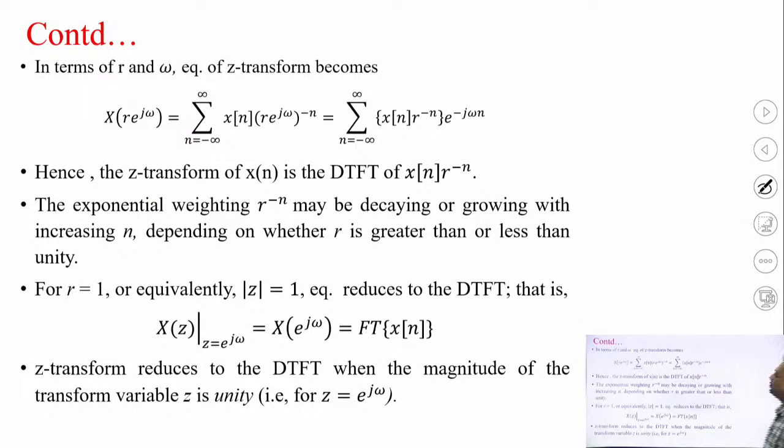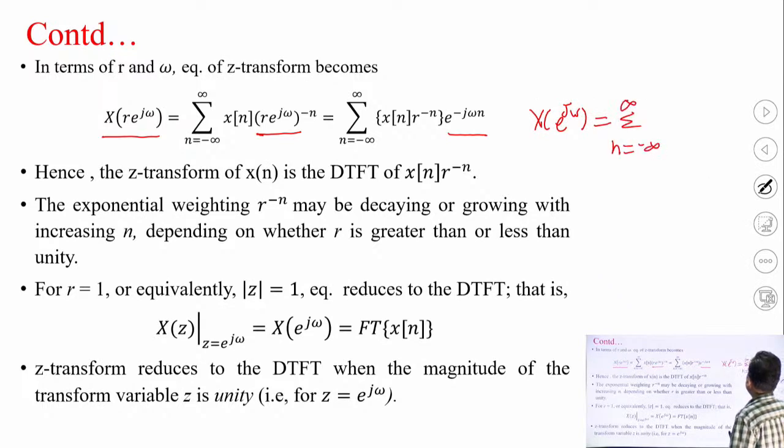Now in terms of r and ω, we can represent the z transform in polar form. In the expression of the bilateral z transform, we put z = r e^(jω). This value becomes x[n] r^(-n) e^(-jωn). Now the expression we have seen for the DTFT is X(e^(jω)) = sum from n = -∞ to ∞ of x[n] e^(-jωn). This is the expression for the DTFT.